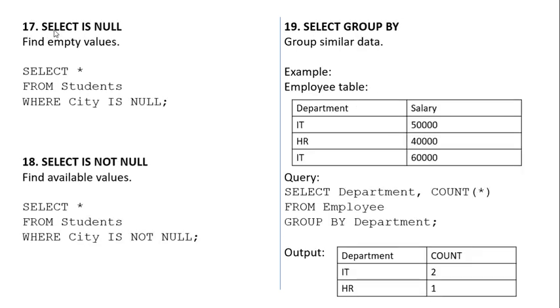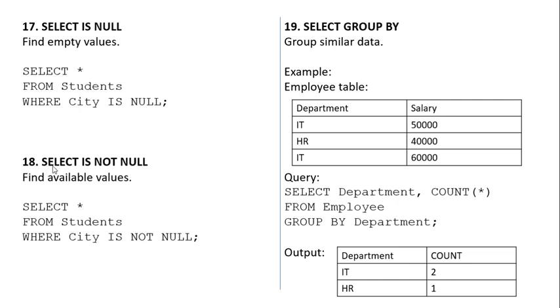Number 17 is SELECT with IS NULL, to find the empty values. Select star from table name student where city is NULL; semicolon. So the rows where the city value is not given will be printed.